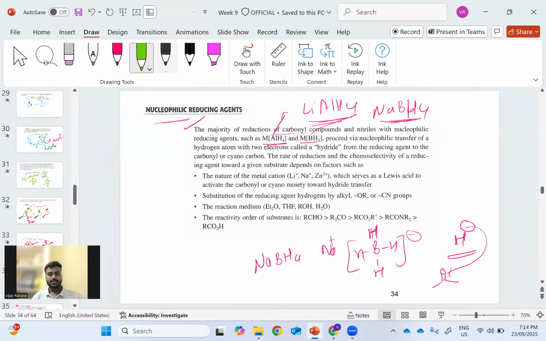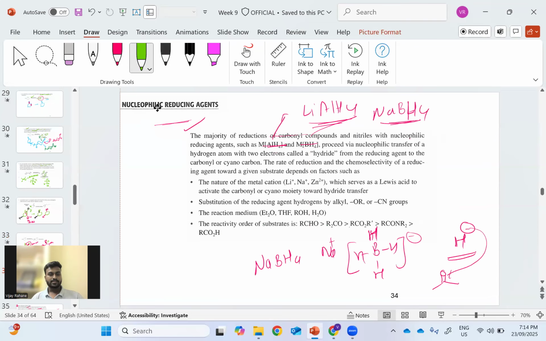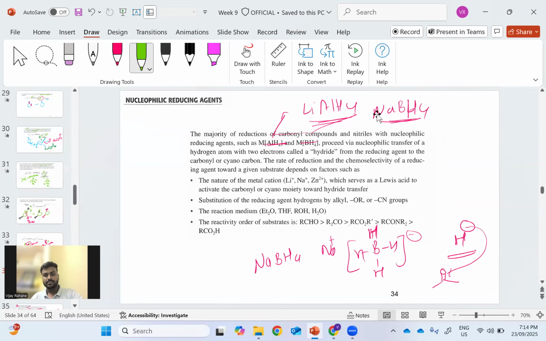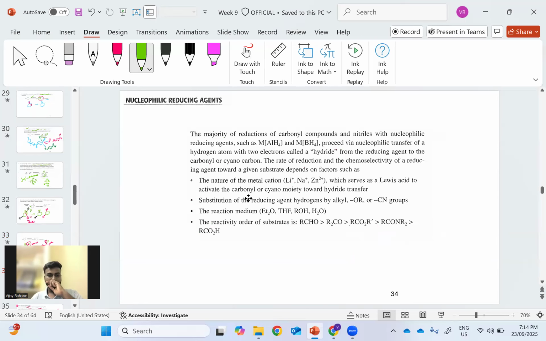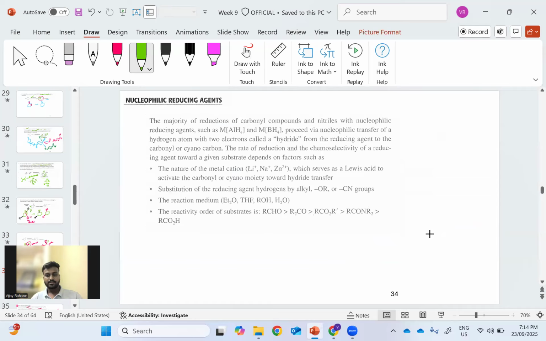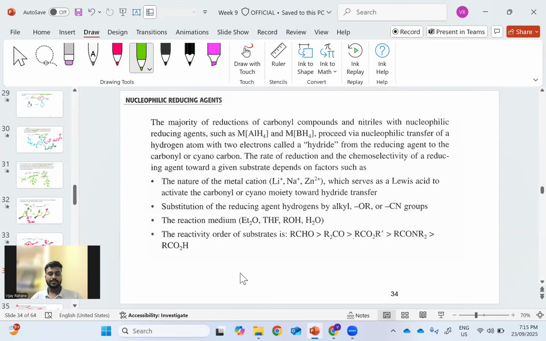So here are some examples of reducing reagents. Generally there are certain categories of such reducing reagents. Here NaBH4 and LiAlH4 are considered nucleophilic reducing agents. If we look at the examples, either NaBH4 or lithium aluminum hydride. You can see here AlH4 or BH4.